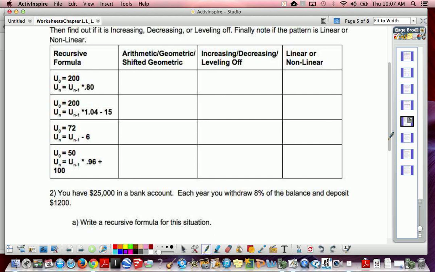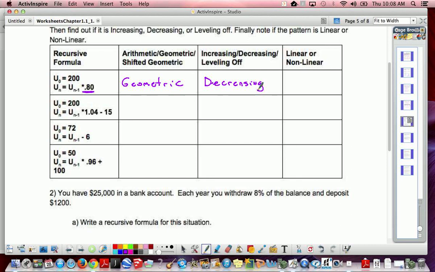So when I look at the first one here, what I'm going to take a look at is, am I adding, am I multiplying, or am I doing a combination of both? So on this first one here, notice how I'm only multiplying. So that tells me that it is geometric. Now, is it increasing, decreasing, or leveling off? Since this value right here is less than 1, it causes it to decrease. So this one is decreasing.